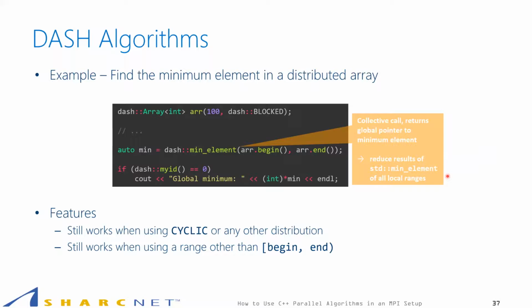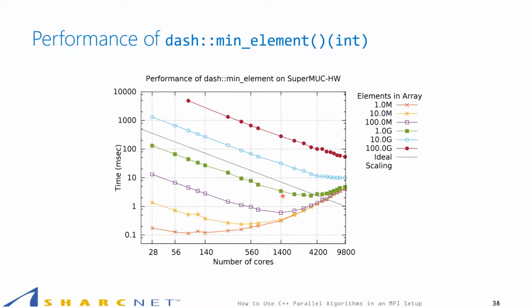So for example, if you use the min_element Dash algorithm, which finds the minimum element in an array, the good thing about that is that the Dash version of the algorithm still works when using different data distribution patterns like cyclic, and it still works when using a range other than begin and end, and it's all parallelized among the units. Here is a chart of performance of Dash min_element, for example.